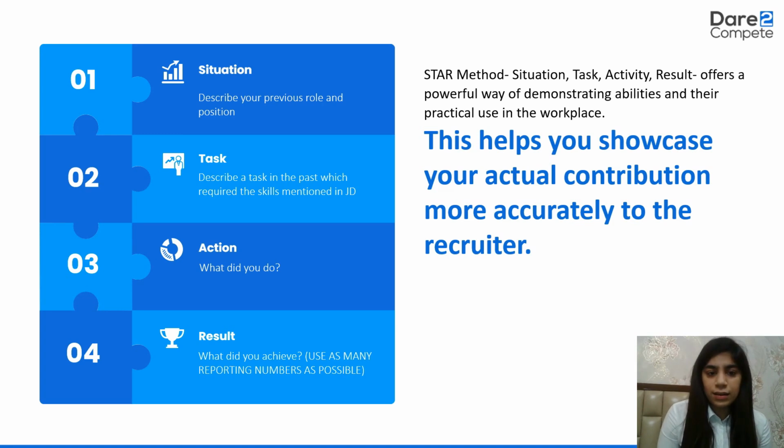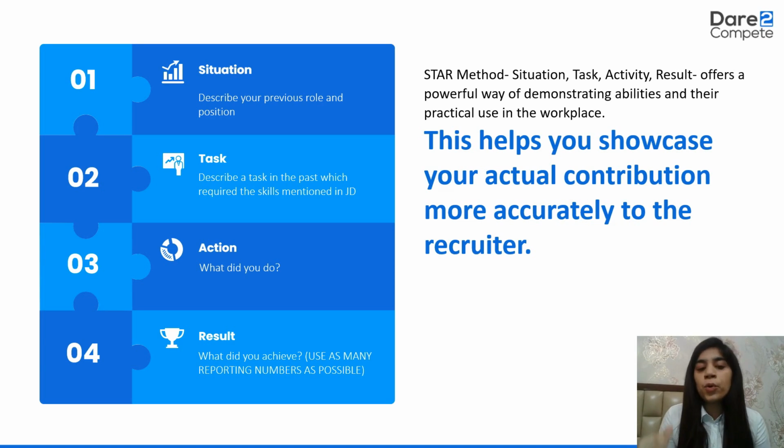Second is the task. Describe a task in the past which required the skill mentioned in the JDs. For example, let's say you led a team of 4, or did a particular analysis; you should mention that task if leadership is something you want to highlight. Then, what actions did you do to make sure that the task was completed? What was your role in making sure that the deliverable was delivered?